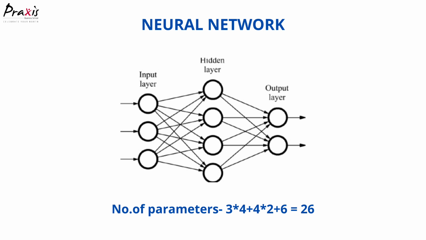For calculating the number of parameters in the given diagram, we have 4 neurons in the hidden layer, each receiving signals from 3 input layers, then the 2 output layers, each receiving signals from 4 hidden layers. Thus, we get 20 weights and 6 biases of the hidden layer and output layer, resulting in a total of 26 parameters for this network.